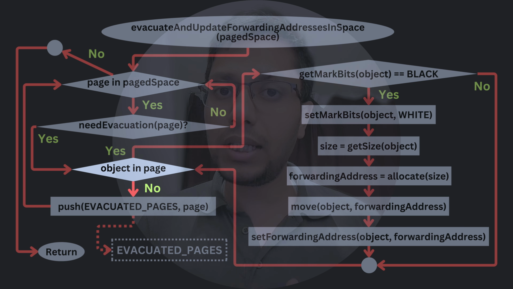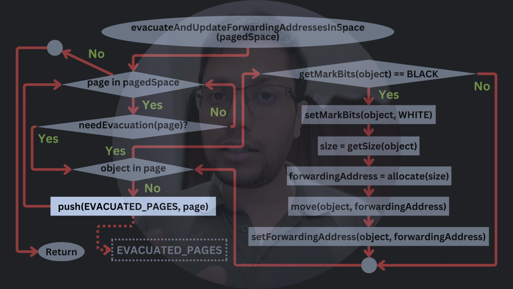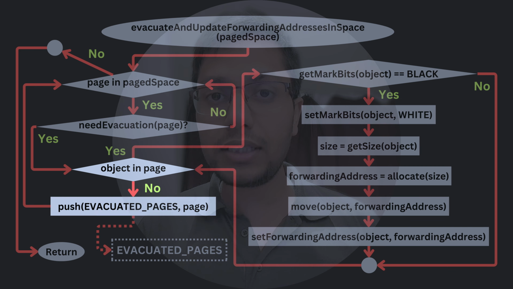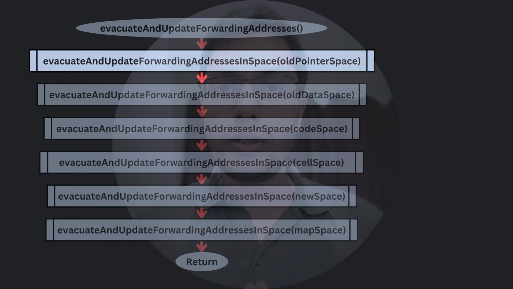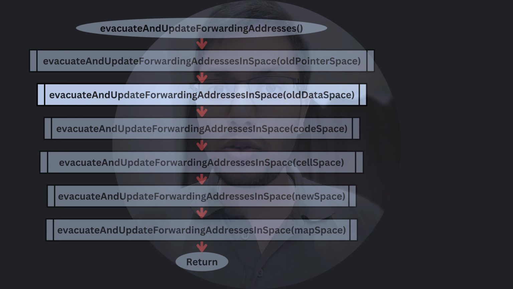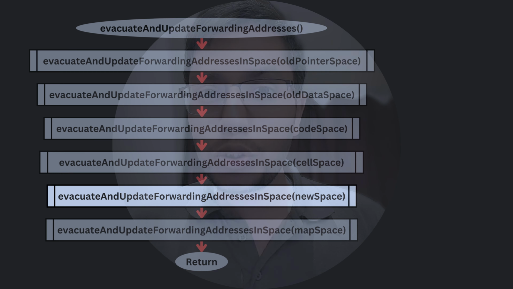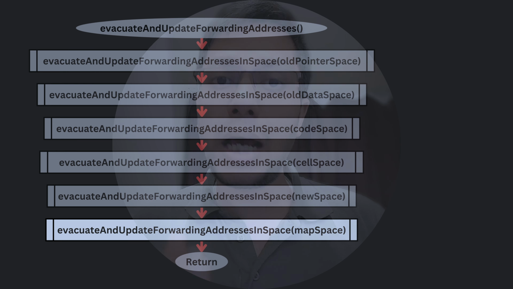After the page has been evacuated successfully, the reference to this page is pushed into the evacuated pages list. After that, this process repeats for all the qualified pages in a particular heap space. So this function is called first with old pointer space, then old data space, then code space, cell space, new space, and then finally map space.